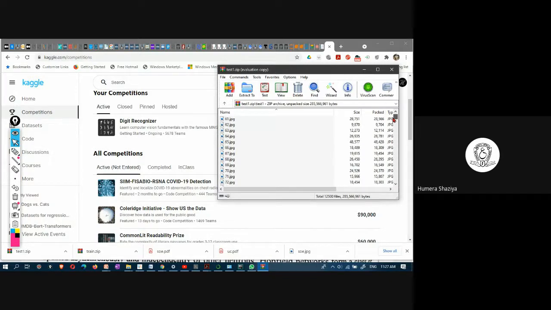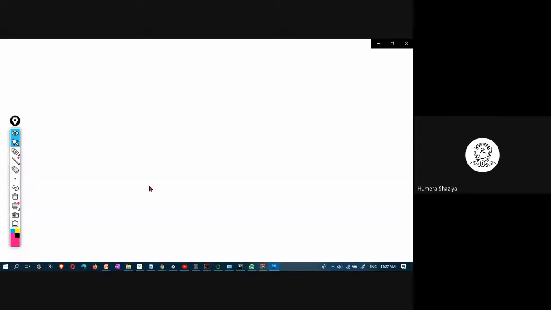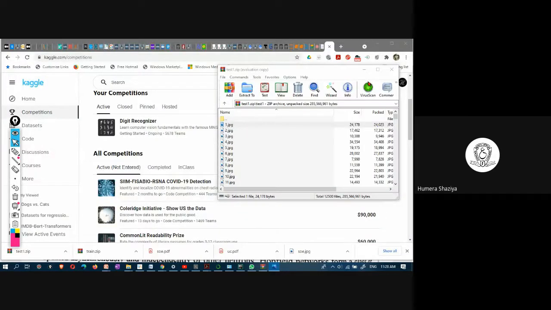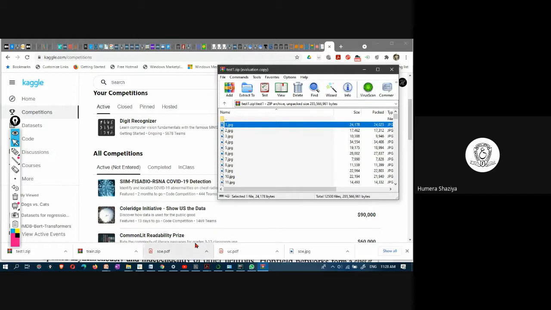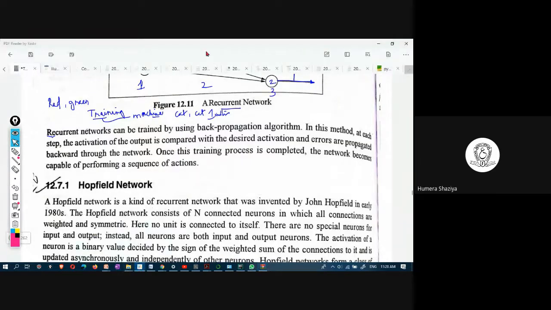Again, there are 12,500 test images. Test images are those images which are not present in the training data. A new image is shown to the system. So this is one new image which is not available in the training data. All right, like this, AI systems are developed, and today the state of the art is neural networks.